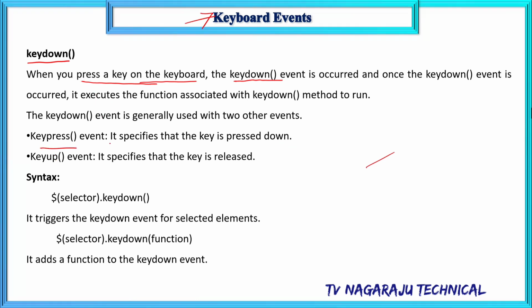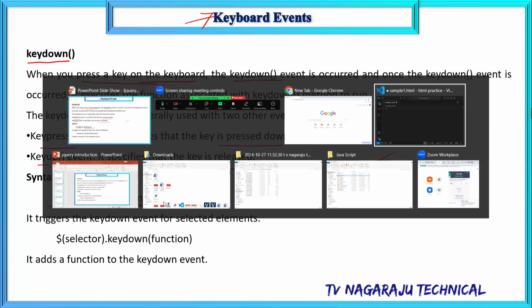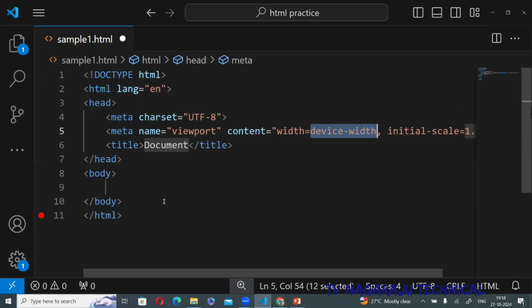Keypress specifies that the key is pressed down. Keyup, the key is released, and the syntax is as usual the same: dollar selector, keydown, keypress, keyup. Now I will show with one example. Now what is the procedure? The same procedure.